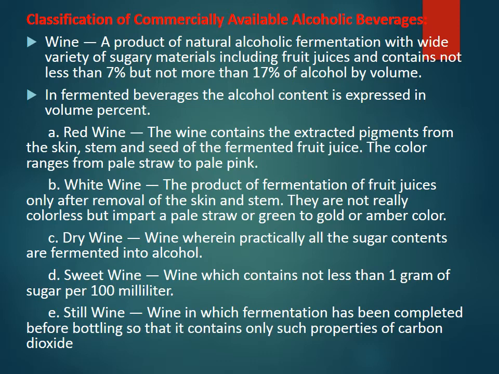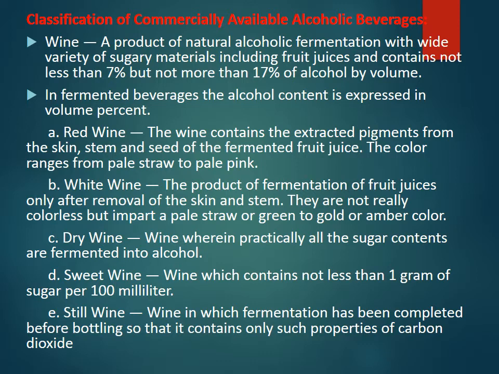Red wine. The wine contains extracted pigments from the skin, stem, and seed of the fermented fruit juice. The color ranges from pale straw to pale pink. White wine. The product of fermentation of fruit juices only after removal of the skin and stem. They are not really colorless, but impart a pale straw or green to gold or amber color. Dry wine. Wine wherein practically all the sugar contents are fermented into alcohol. Sweet wine. Wine which contains not less than 1 gram of sugar per 100 milliliter.